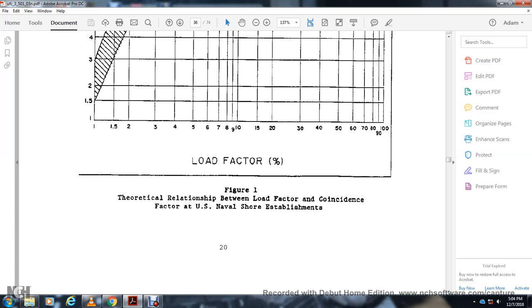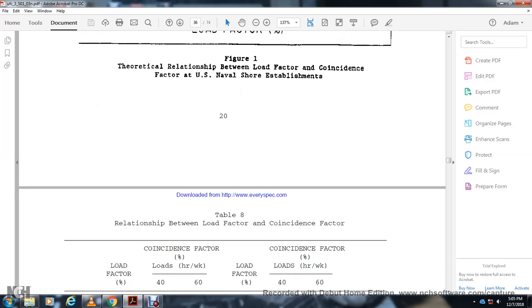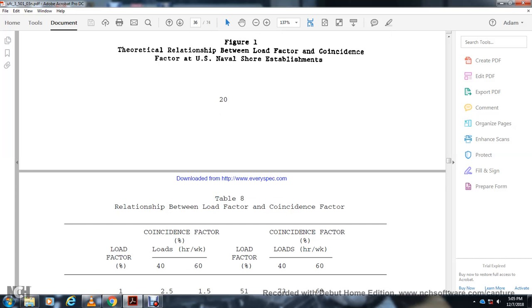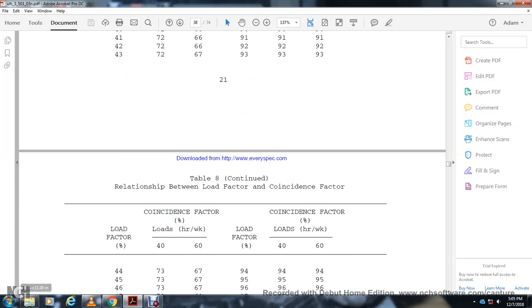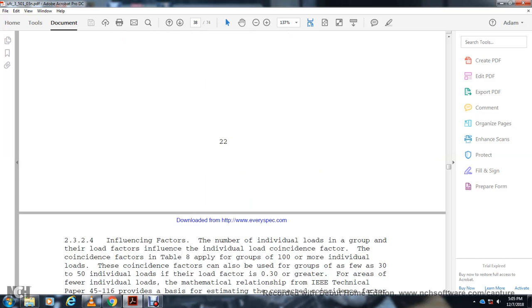Theoretical relations between the load factor and coincident factor, U.S. Navy shore establishment. Table 8 shows the relationship between the load factor and the coincident factor: load factor and coincident factor for loads in hours per week, 40 to 60, and so on, and then it goes up to 100.